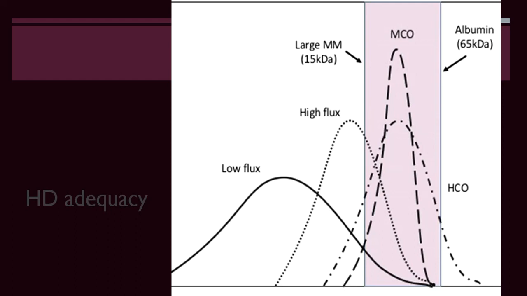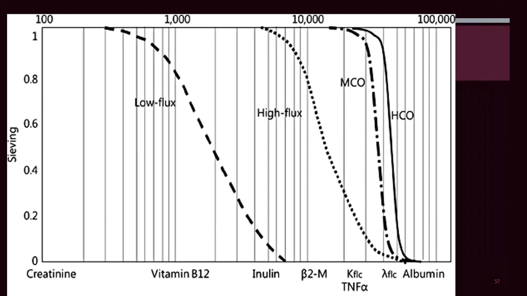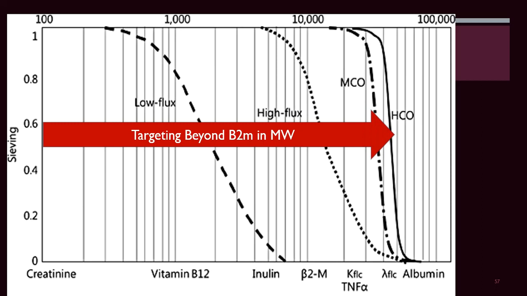We can use a superflux membrane and medium cutoff membranes to remove many more of the cytokines, the players which increase the deposition of beta 2 microglobulin, and targeting molecules beyond beta 2 microglobulin in molecular weight is essential. As we discussed earlier in this talk, beta 2 microglobulin as a retention molecule needs glycation, needs inflammation, and needs environmental factors to be deposited in the patients.